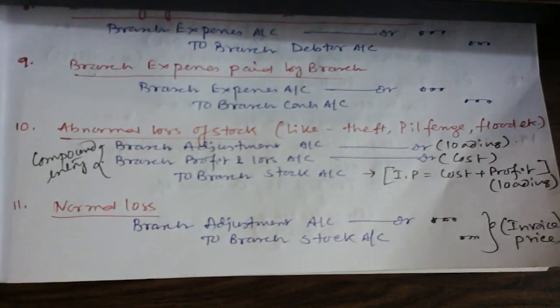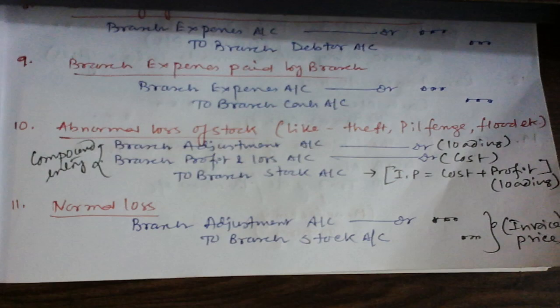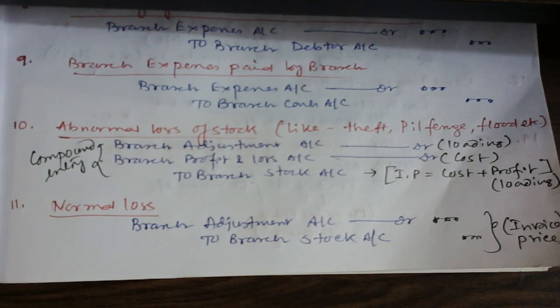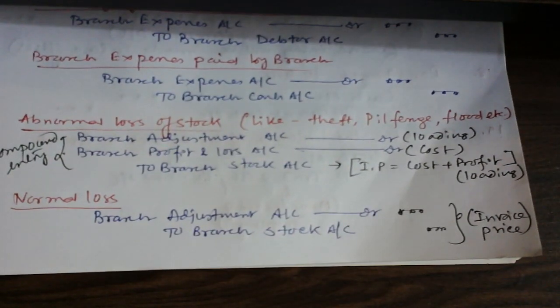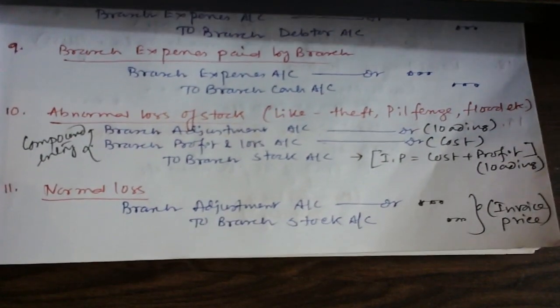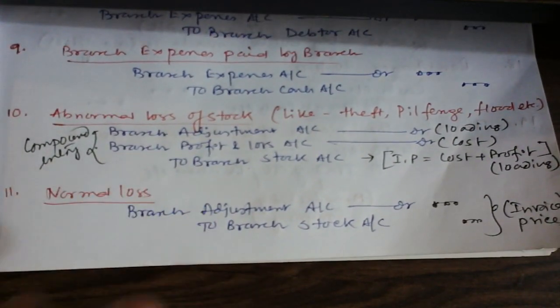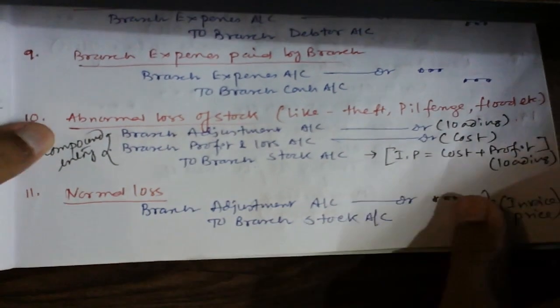Remember, for normal loss: branch adjustment account debit to branch stock account. I am repeating, branch adjustment account debit to branch stock account. So when normal loss happens, we simply record it at invoice price and all the amount should be adjusted directly against the branch adjustment. No need to do any branch P&L at all in that case. Okay sir, this is also clear. Now let's move ahead.